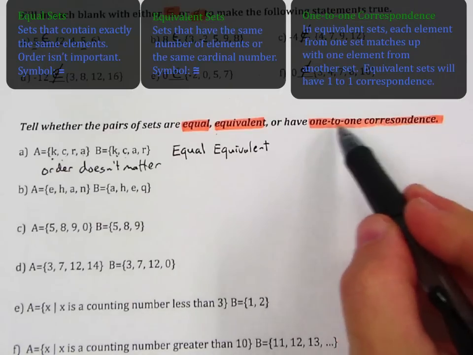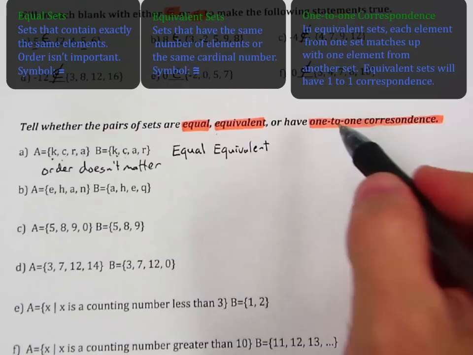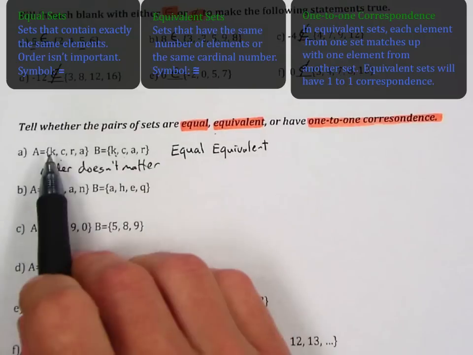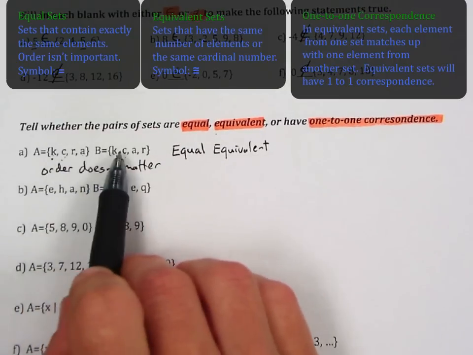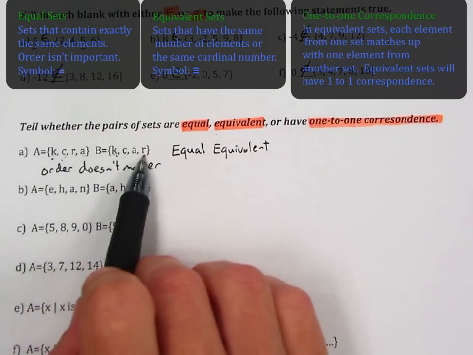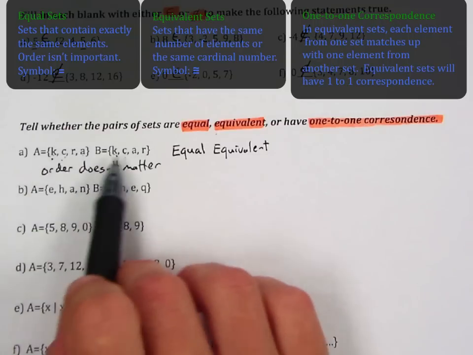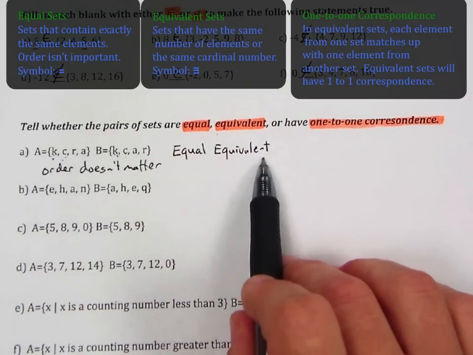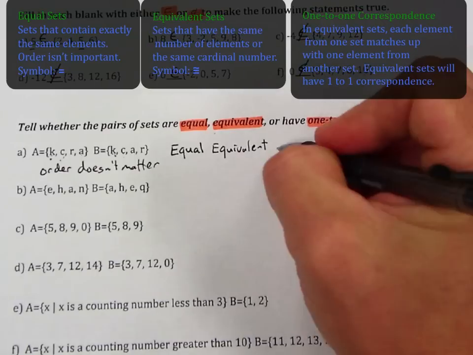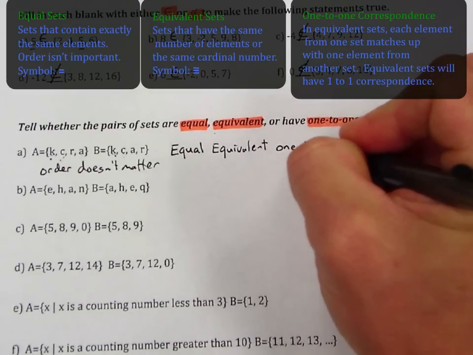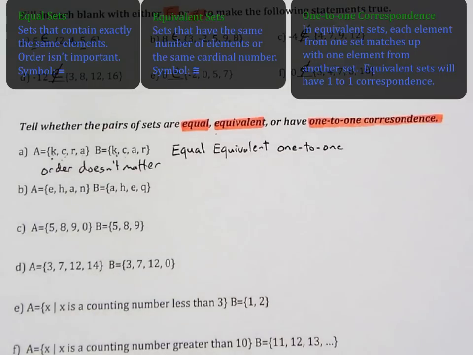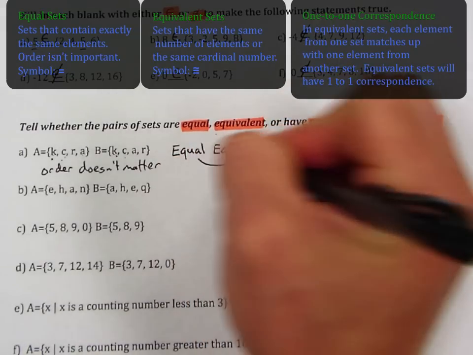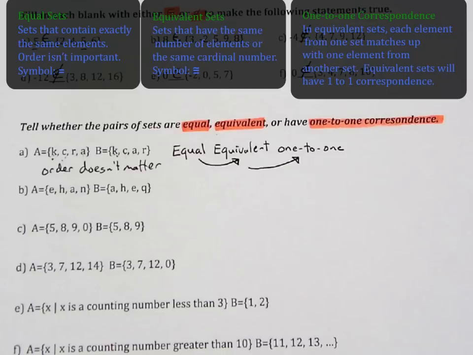Then, does it have one-to-one correspondence? So all this means is, does each element match up with another element? Meaning, is there a first element with a first, a second with a second, a third with a third, and a fourth with a fourth? Okay, so in this case, they do all match up, and if they're equivalent and have the same number of elements, they're automatically going to have one-to-one correspondence. So if two sets are equal, it automatically makes them equivalent as well as having one-to-one correspondence.